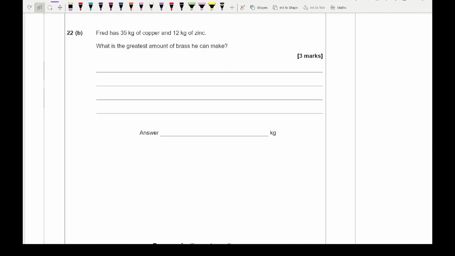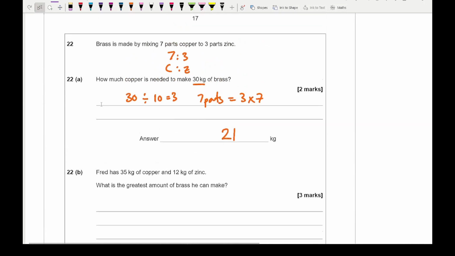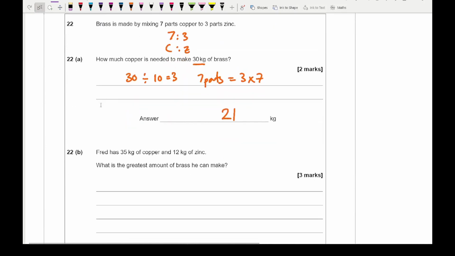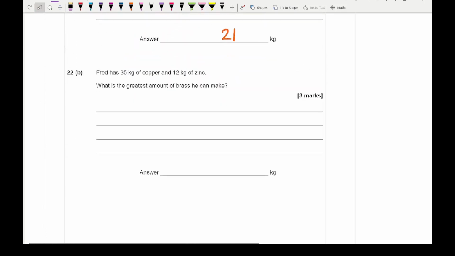Now moving on to question 22b, it says Fred has 35 kilograms of copper and 12 kilograms of zinc. What is the greatest amount of brass he can make? So with this question, we've got a ratio from part A that the ratio is going to be 7 to 3 copper to zinc. So let's just start off by writing that again. So 7 to 3 copper to zinc.